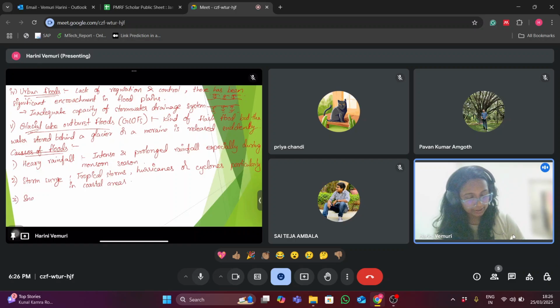Next is snow melt. So rapid melting of snow also causes floods, as we have discussed. We have discussed in glacial lake outburst floods also, right? Next is river overflow. So as we discussed, when the water in the river overflows the banks, then it causes floods.